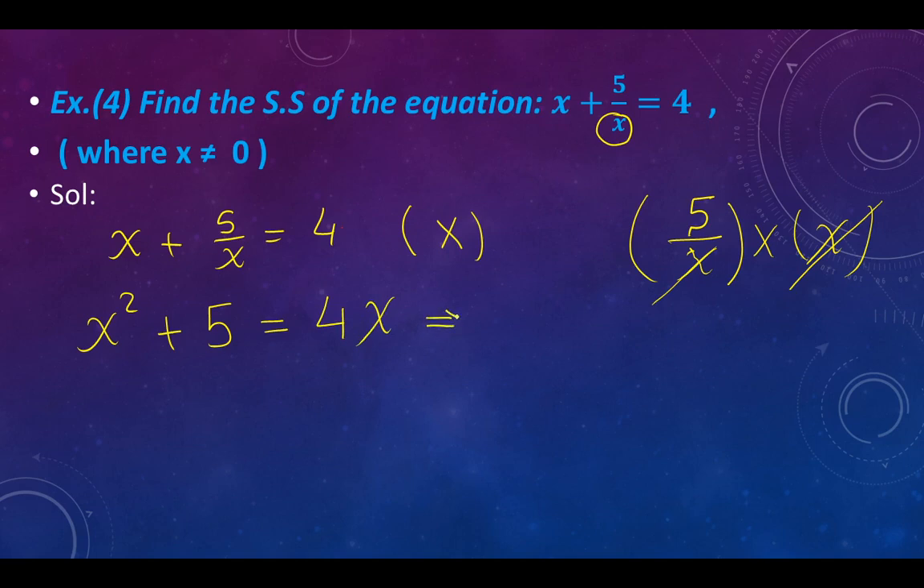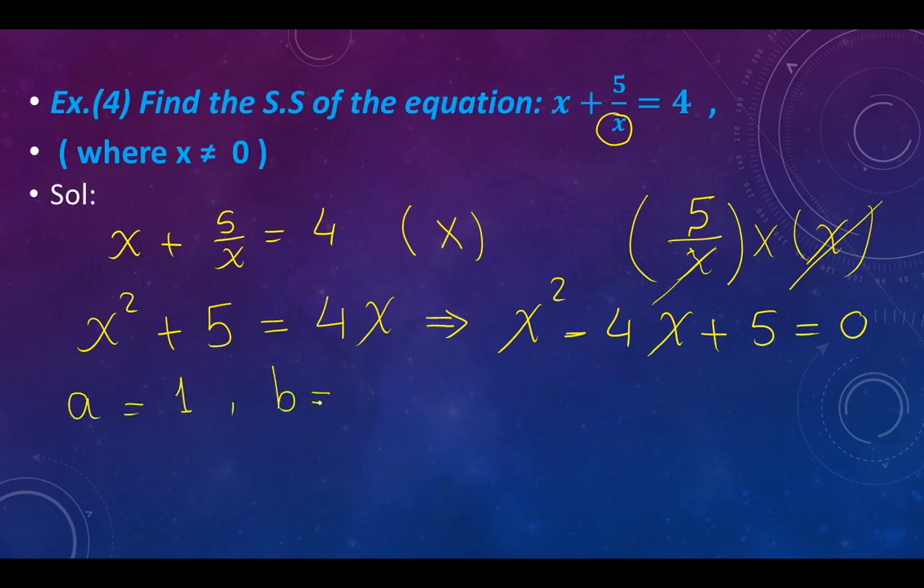Now we can put it in the form of the quadratic equation. X to the power of 2, 4x will go to the other side, it will be negative 4x, plus 5 equals 0. Here we are going to solve this example by using the general formula. So A equals 1, B equals negative 4, and C equals 5.